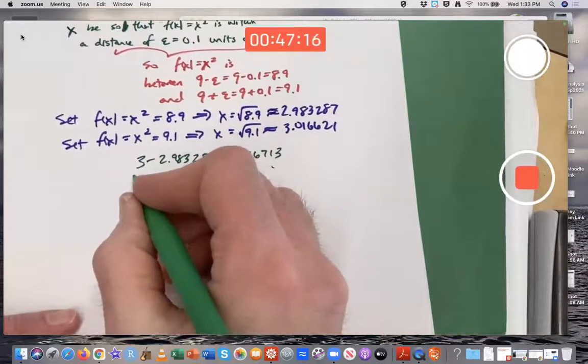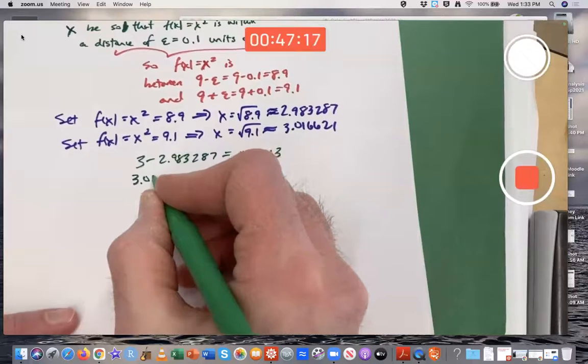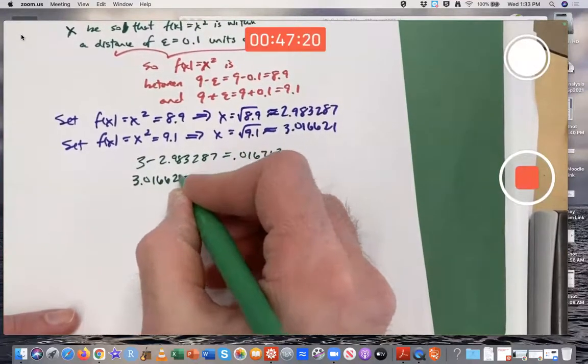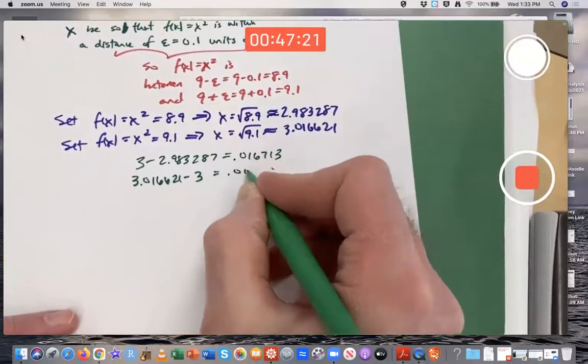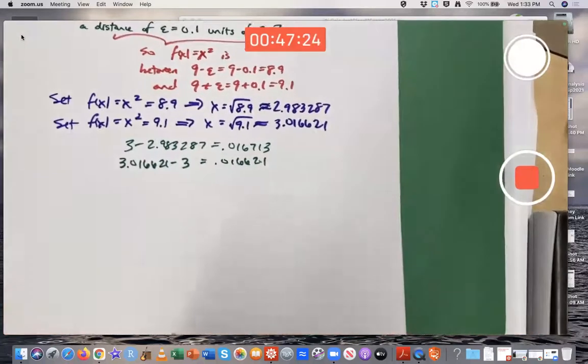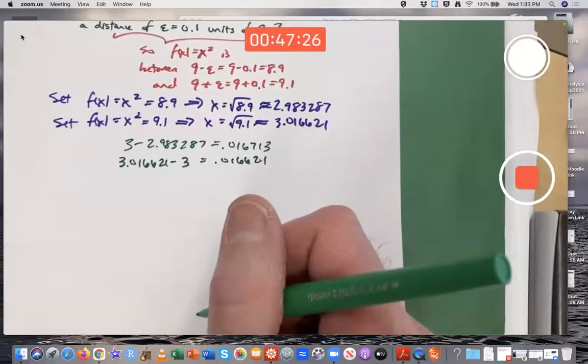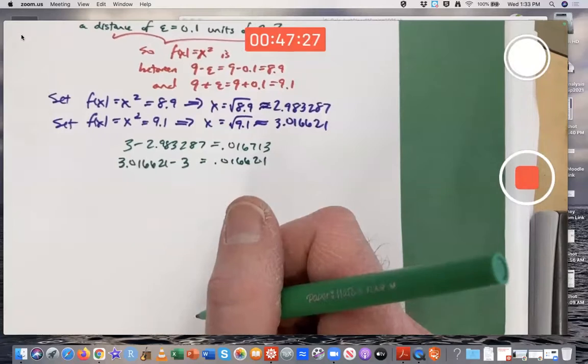And the other one is how far from 3? 3.016621 minus 3 is 0.016621. Hey, those are approximately equally close to 3. Not exactly, but really close. Both about 0.0166 or 67 or so away from 3.